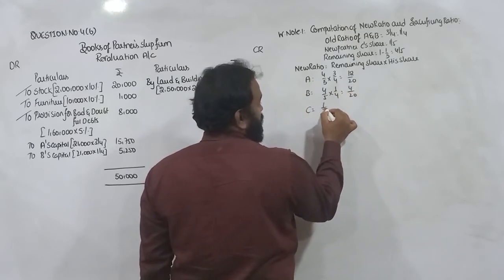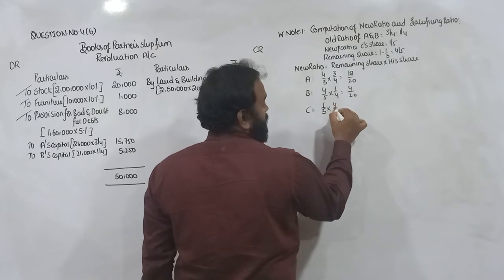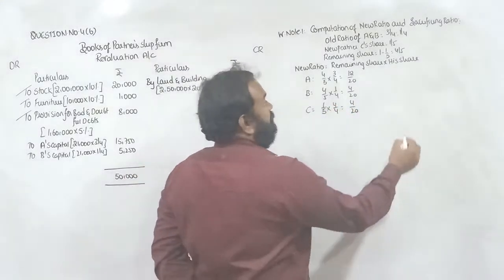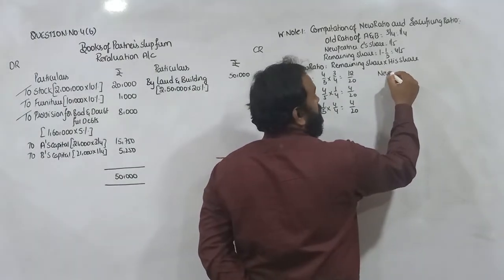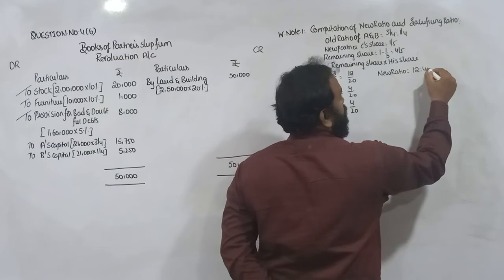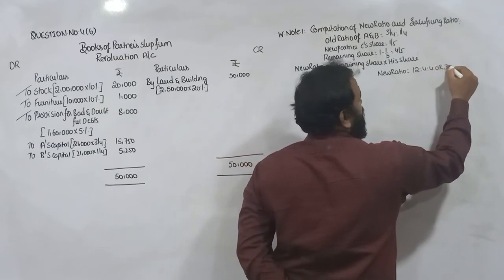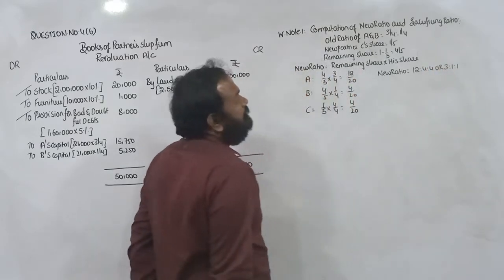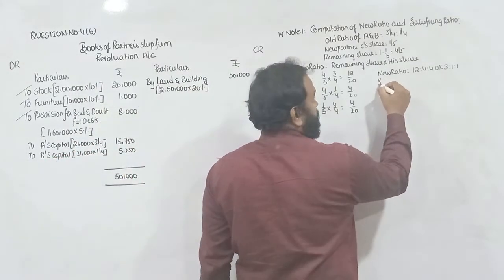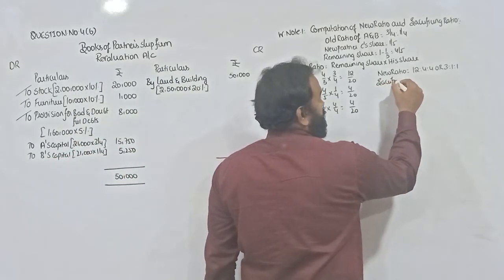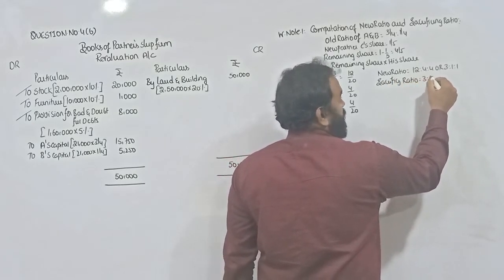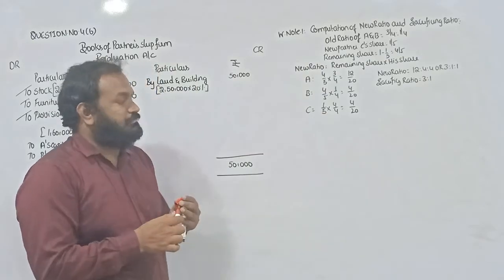C, 1 by 5, to make it equal, 4 by 4. Okay? New ratio is equal to 12:4:4, or 3:1:1. Sacrificing ratio is almost the same. Sacrificing ratio is equal to 3:1.